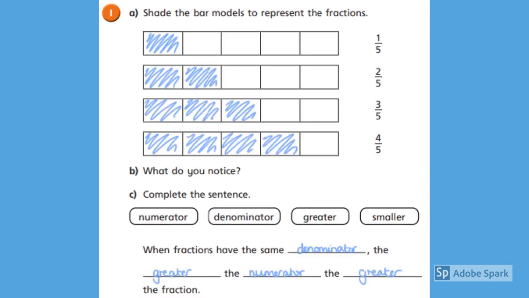Let's check your answers here. Did you notice that the fractions shaded went up in order? They got bigger. For the stem sentence, we should have, when fractions have the same denominator, the greater the numerator, the greater the fraction.